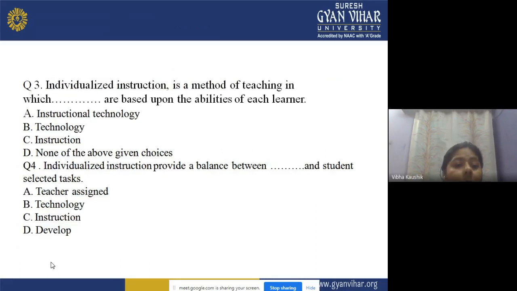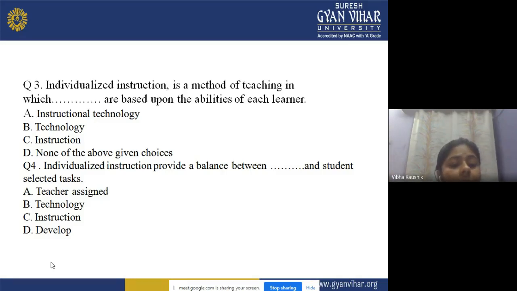The third one: individualized instruction is a method of teaching in which dash are based upon the abilities of each learner. The first option is instructional technology. The second is technology, the use of technology in education. Instruction, the instructions which are given by the teacher. D, none of the above given choices. So the correct answer is option A, instructional technology, based upon the abilities of each learner.